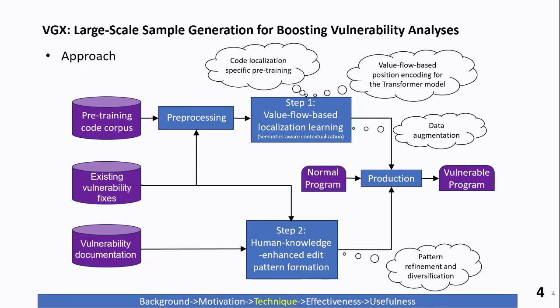I'm just trying to give you the intuition why customizing the position encoding in transformers is something that is useful to do. Because we want to do localization. We want to learn somehow where is the right place to inject the vulnerability. So the location matters, but how do I know which location is more interesting?